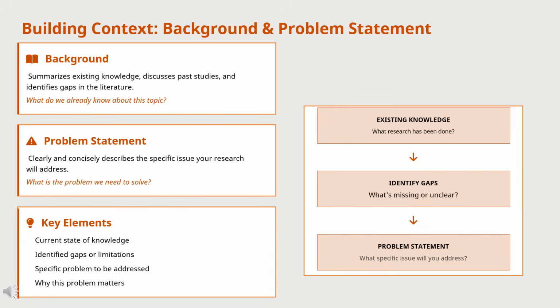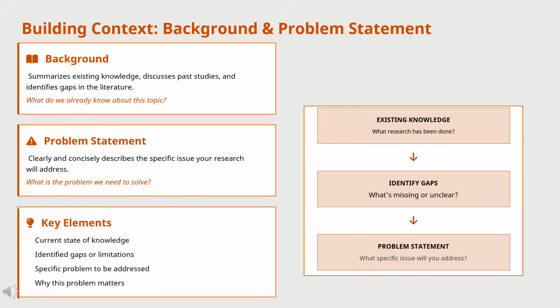And secondly, the problem statement, on the other hand, clearly articulates the specific issues or gap that your research aims to address. So this explains why your study is necessary and what contribution it will make. For instance, a compelling problem statement often describes the magnitude of the problem, its consequences, and who is affected. It bridges the gap between what is known and what needs to be known.